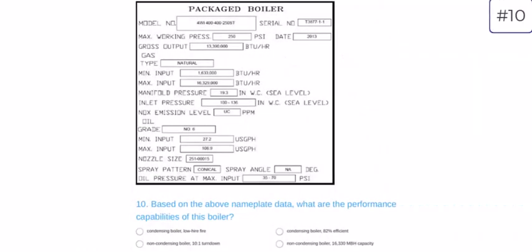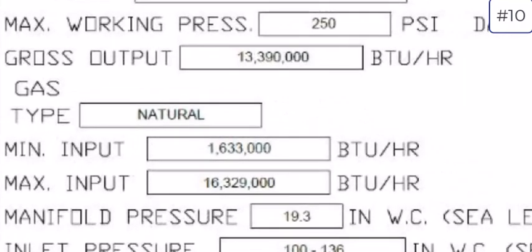Question 10 is trying to assess our ability to read nameplate data off of heating or cooling equipment. Here we have a package boiler, and the question is, what are the performance capabilities? This is the answer we were looking for. And to understand this, there are 2 important concepts: capacity and efficiency. Let's zoom in on some of these fields.